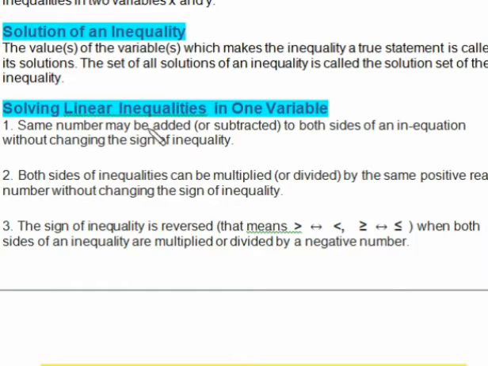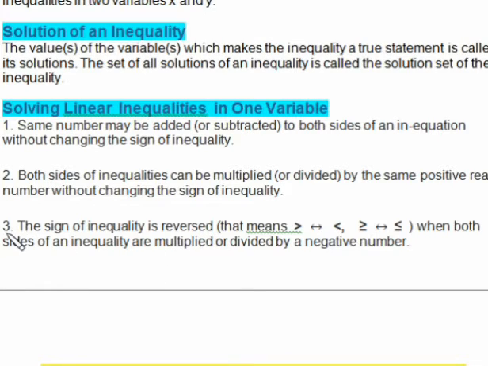First of all, the same number may be added to both sides or subtracted from both sides of an inequality without changing the sign of the inequality. Both sides of an inequality can be multiplied or divided by the same positive real number without changing the sign of the inequality.